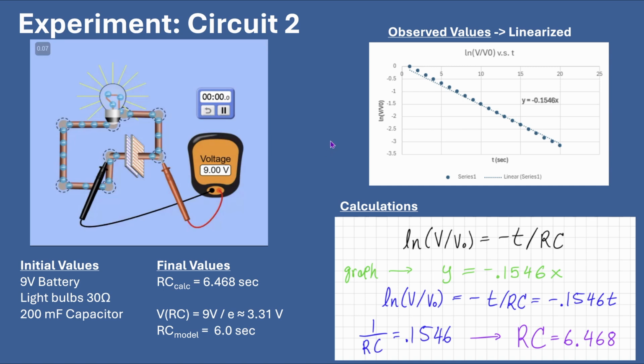Next, a new circuit with a 30 ohm bulb was charged and then discharged while tracking the electric potential of the capacitor over a 20-second period. The data was then linearized and used to determine the calculated value for the time constant RC. The calculated RC constant differed by about 0.48 seconds from the modeled value, where the potential difference was 1 over e of the original potential, as displayed on screen.